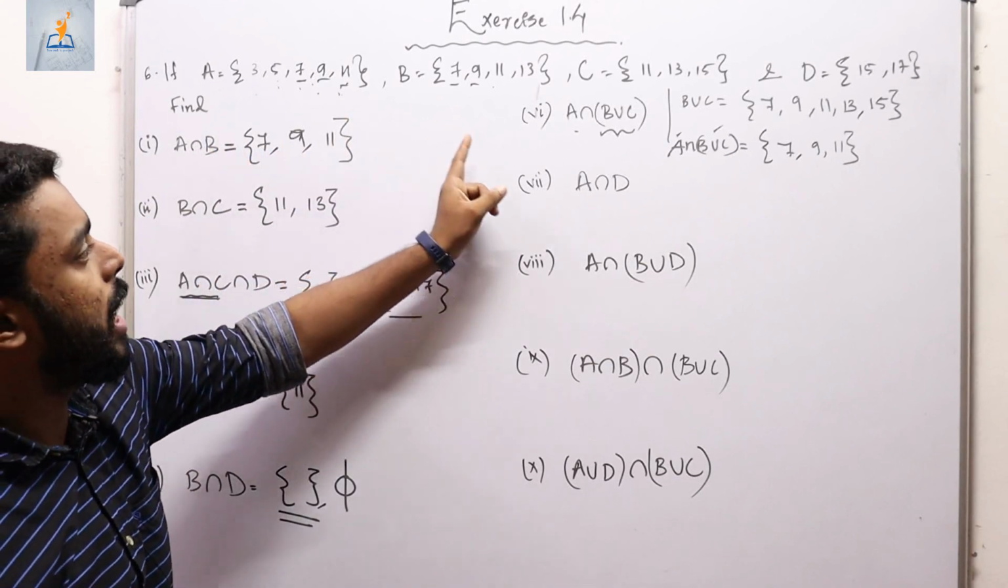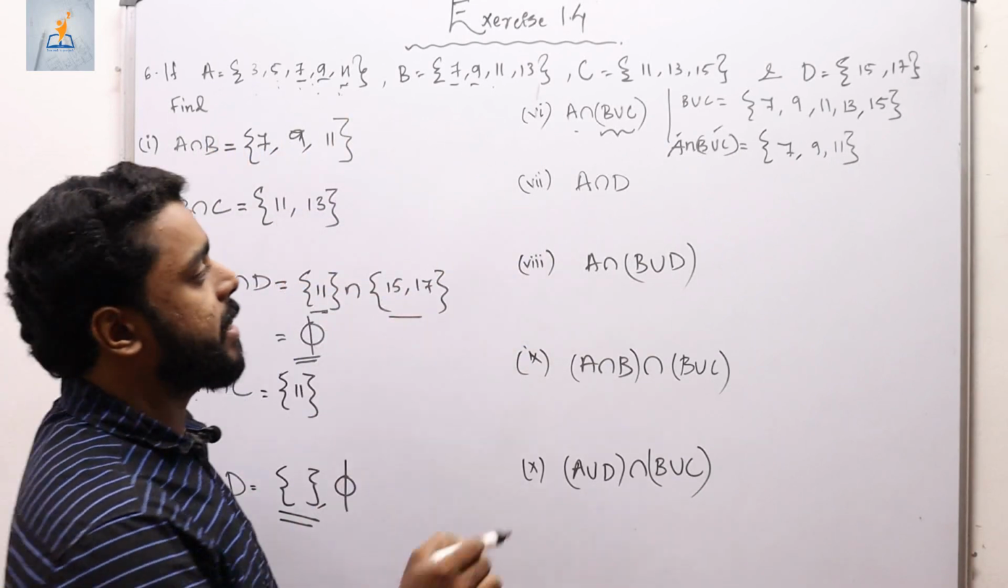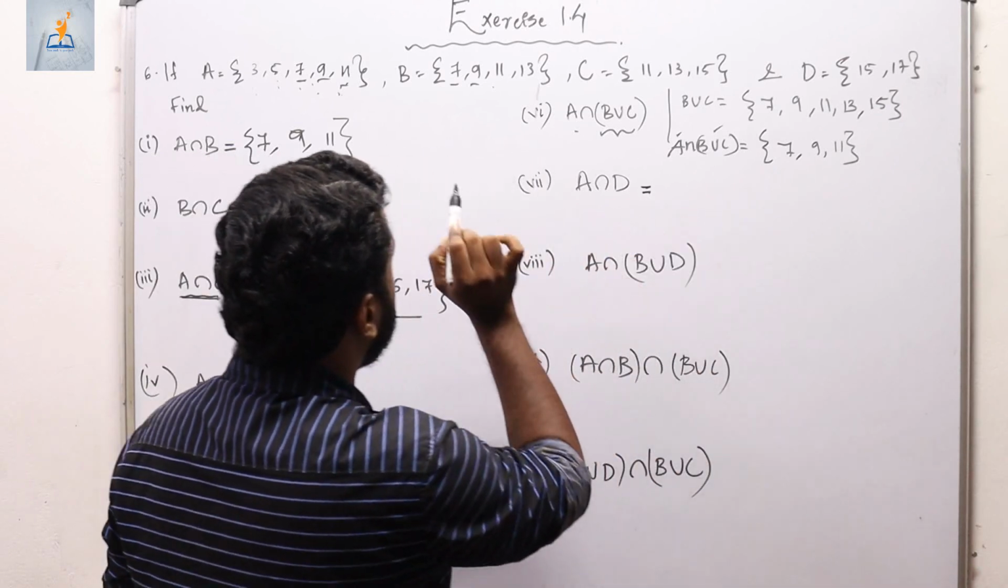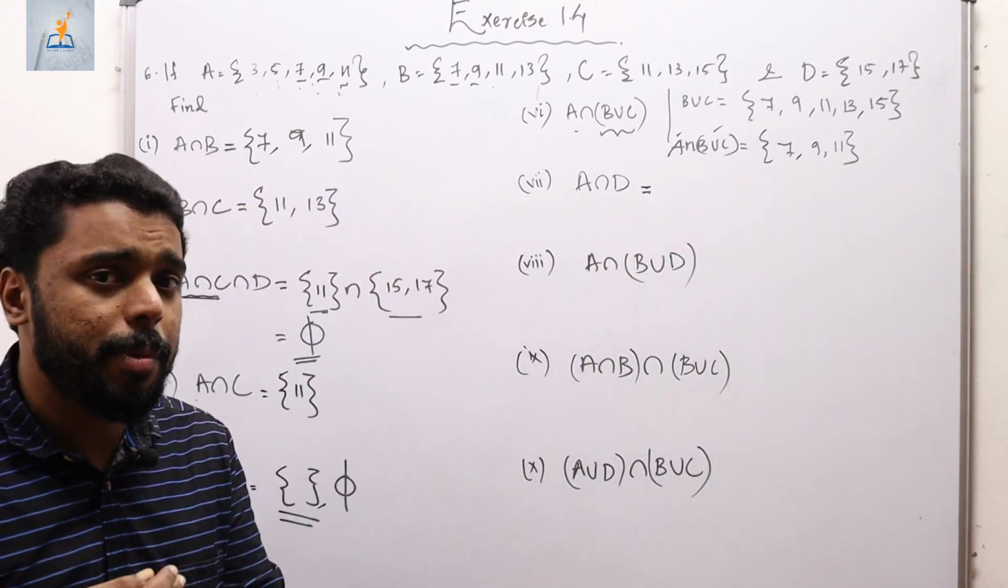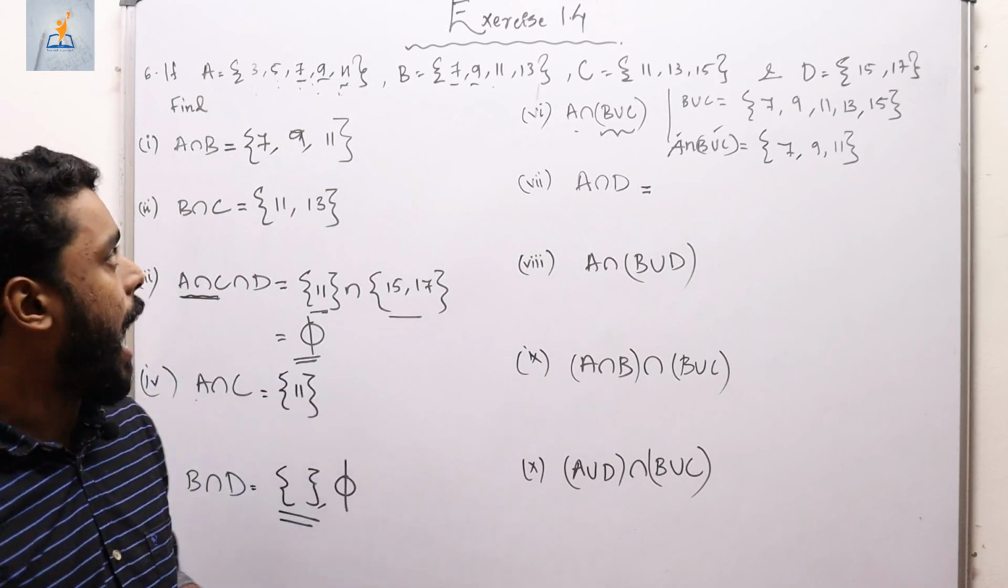Now coming on to the seventh one, what is A intersection D? We know that A intersection D contains all the elements which are common to both A and D.